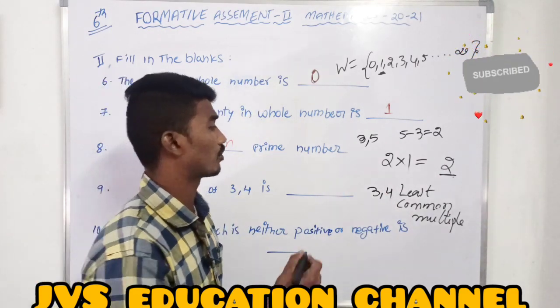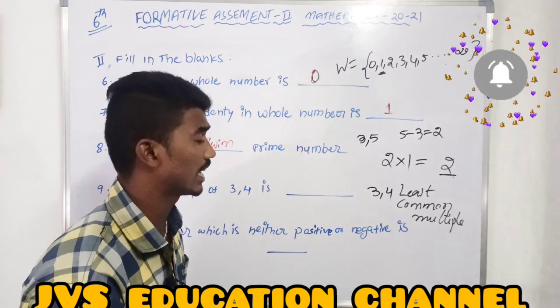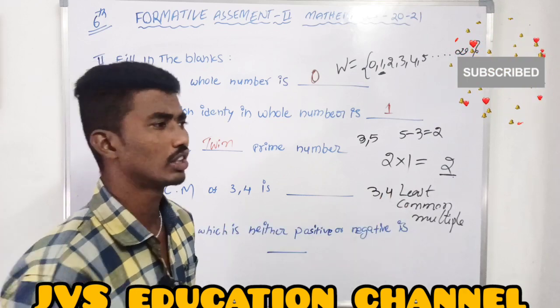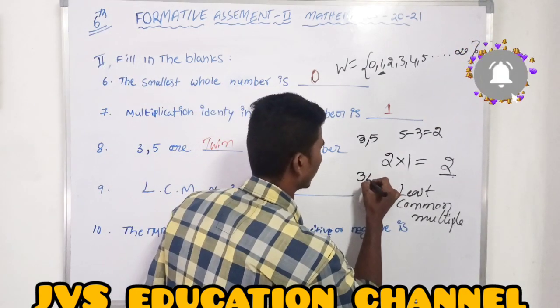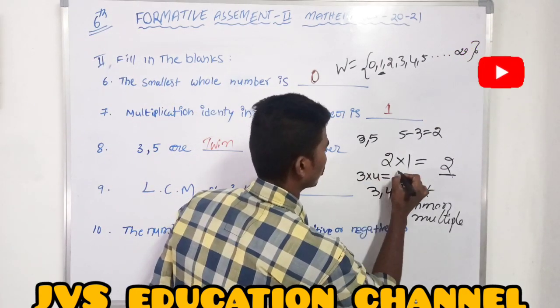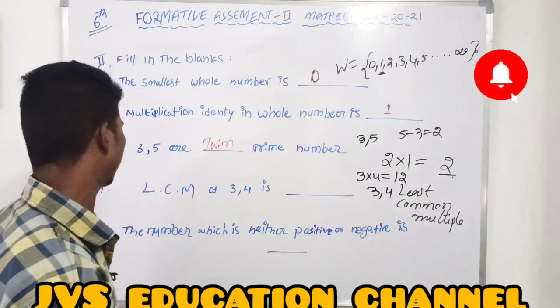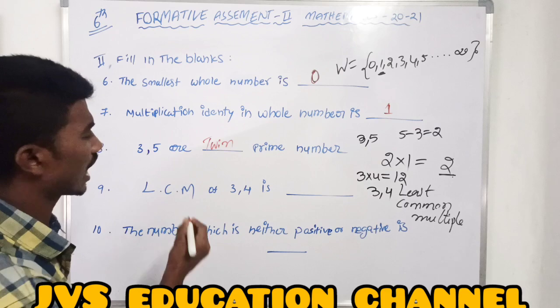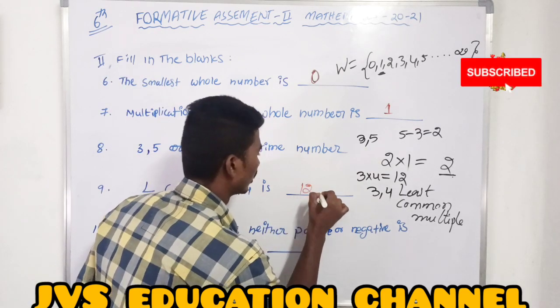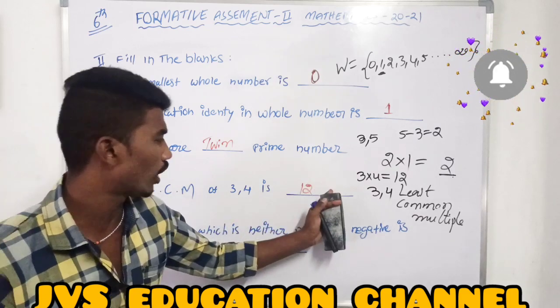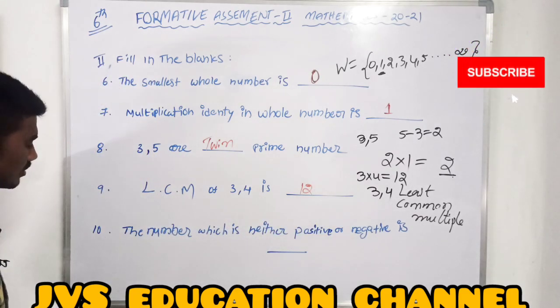Listen, for 3, 4 now we have to do multiplication. What is the multiplication of 3, 4? 3 times 4 is 12. So the answer: LCM of 3, 4 is 12. Listen, what is the answer? LCM of 3, 4 is 12. And next question is the 10th question.